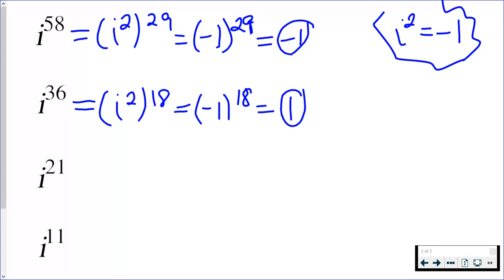My next two are odd exponents. So those are not divisible by 2. So it's going to be one extra step in order to get that i squared involved. What I'm going to do is take one of the i's out, and I'm going to do it in this way.